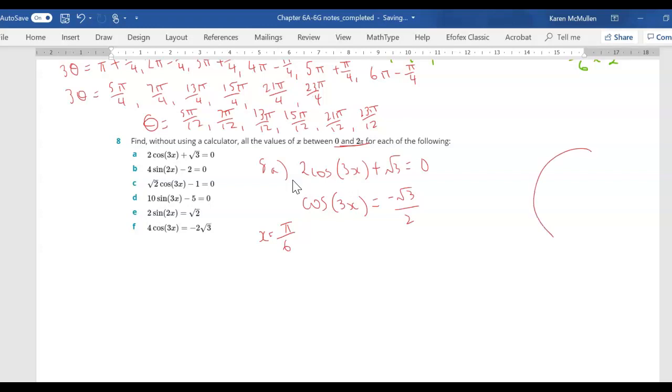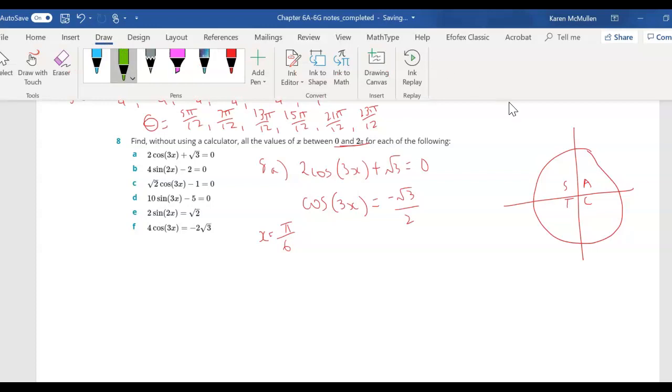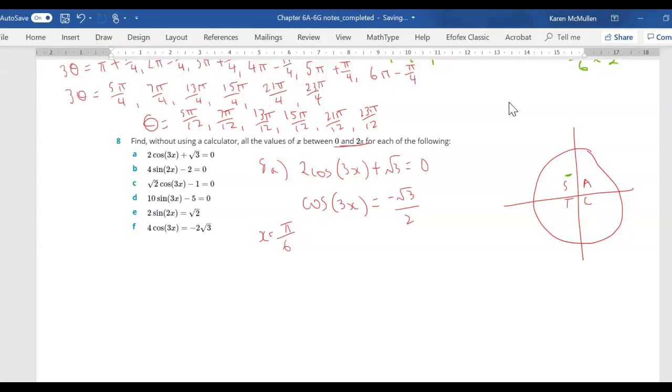So let's draw our unit circle. Whoa, terrible unit circle. All right, so ASTC. Just going to change colors. Cos is negative in your second quadrant and your third quadrant. So we're going from 0 to 2 pi, so we do need to actually change that just to find our solutions. 2 pi.